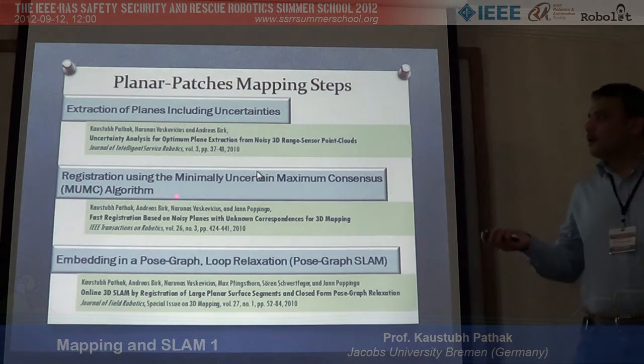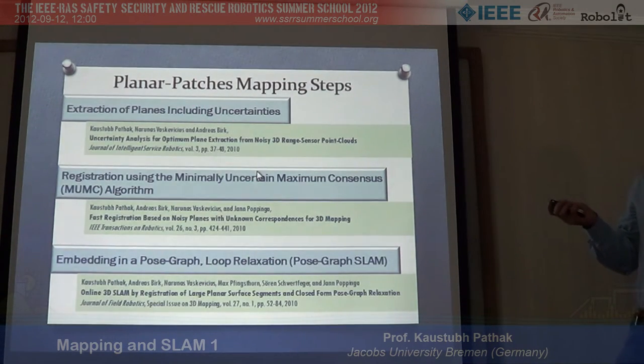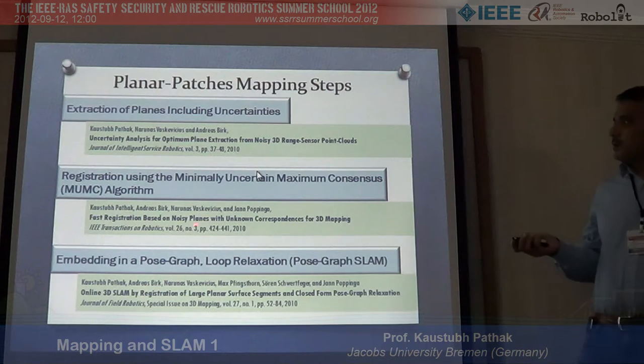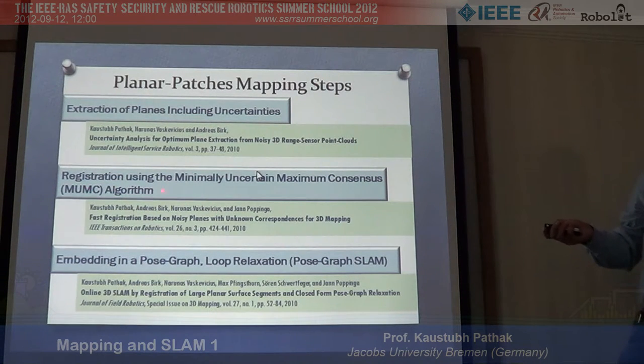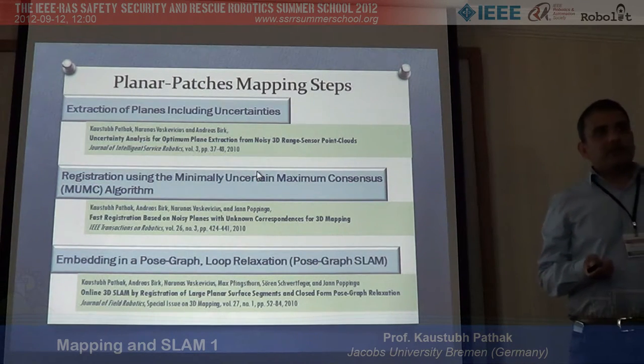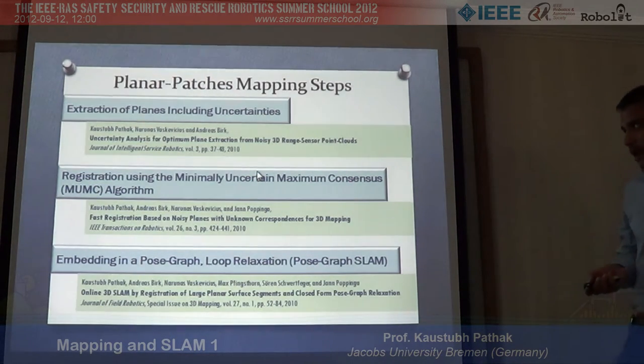Okay, then I come to our planar patches mapping, which has basically three steps. First, you extract the planes from the point clouds. Then you register them using the MUMC algorithm, which stands for Minimally Uncertain Maximum Consensus algorithm. It's related to the RANSAC algorithm. And then you embed the whole map in a pose graph and do a pose graph relaxation.